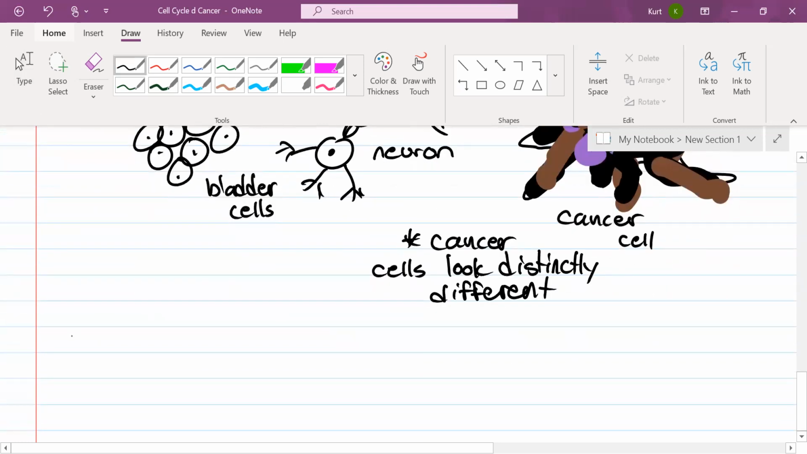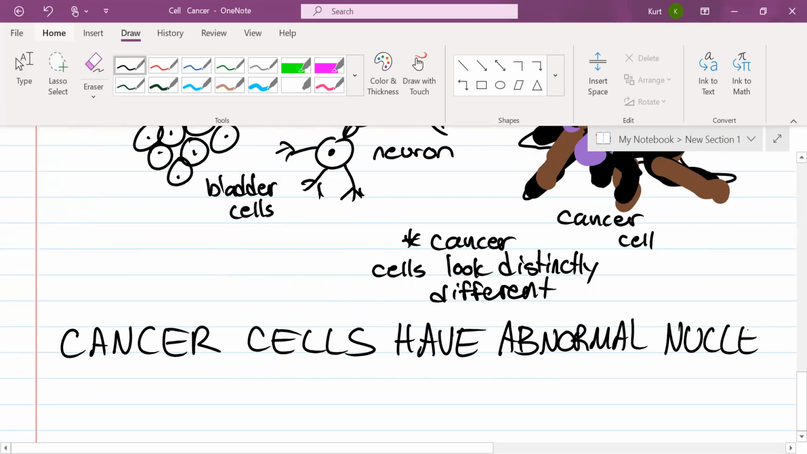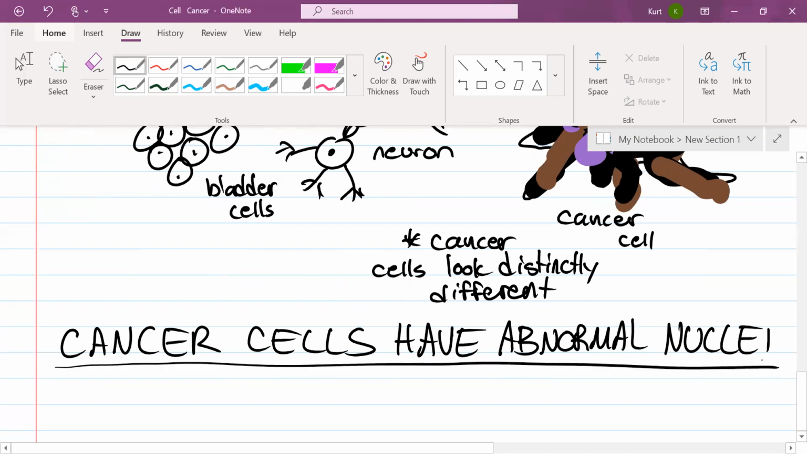All right, the next one. Cancer cells have abnormal nuclei. Nuclei is plural for nucleus. The reason that they have abnormal nuclei is because the DNA is mutated.